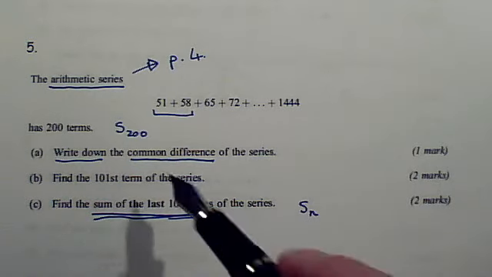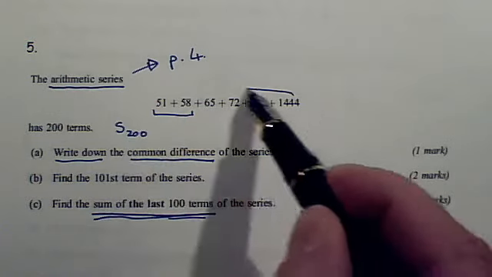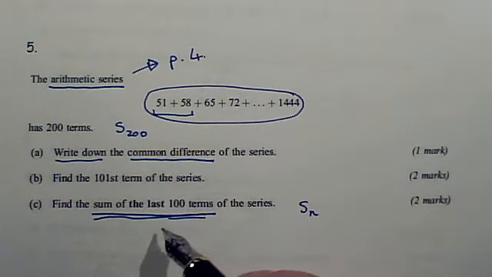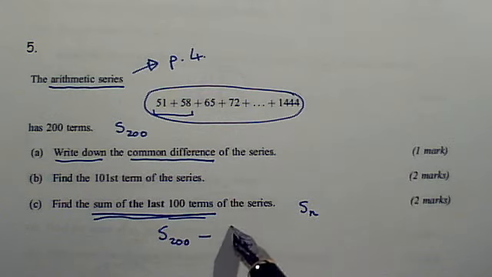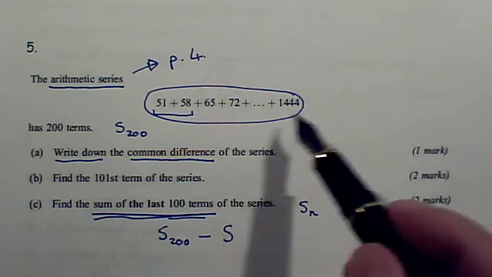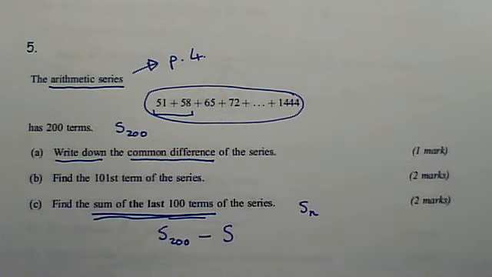Or the other way to do it is to start by working out the sum of all that, so work out S of 200 and subtract a sum of the first some number of terms that will get rid of the terms from this that you don't want. Good luck.